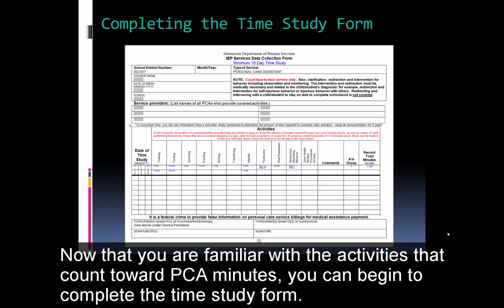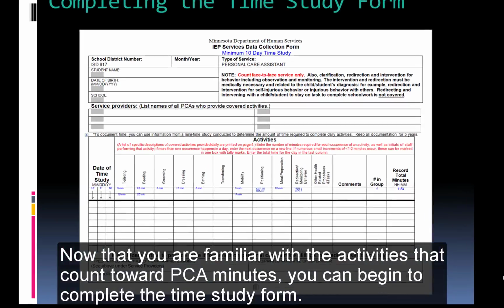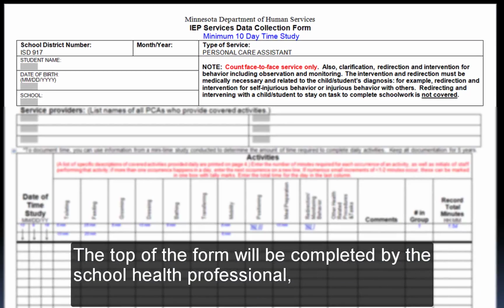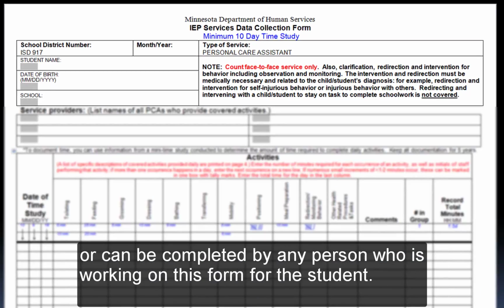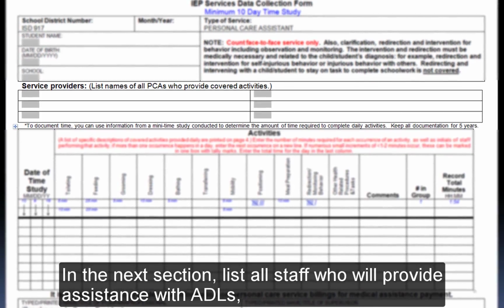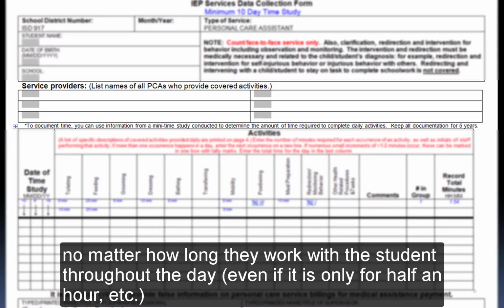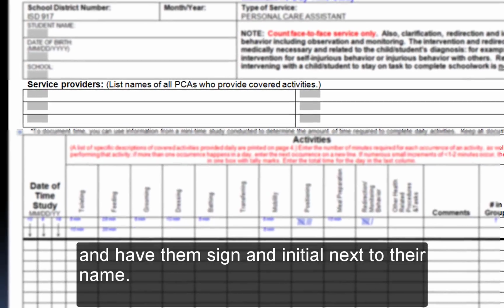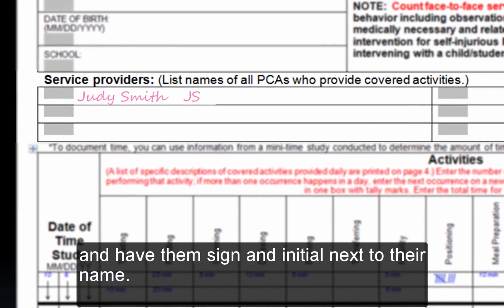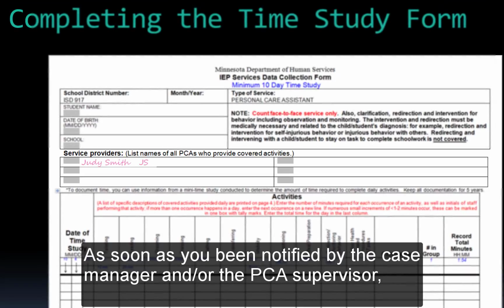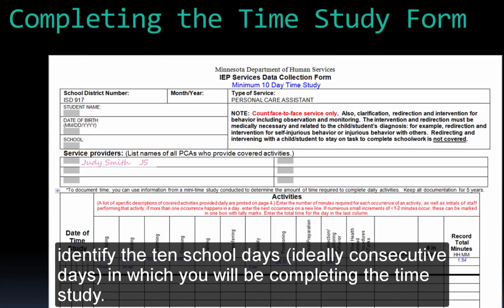Now that you are familiar with the activities that count towards PCA minutes, you can begin to complete the time study form. The top of the form will be completed by the school health professional, or can be completed by any person who is working on this form for the student. In the next section, list all staff who will provide assistance with ADLs, no matter how long they work with the student throughout the day, even if it is only for half an hour, etc., and have them sign and initial next to their name. As soon as you've been notified by the case manager and/or the PCA supervisor, identify the 10 school days, ideally consecutive days, in which you will be completing the time study.